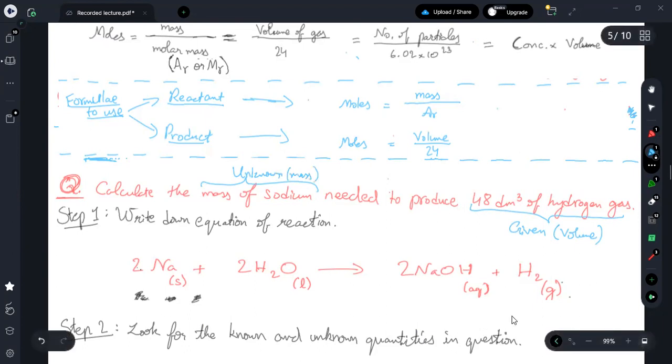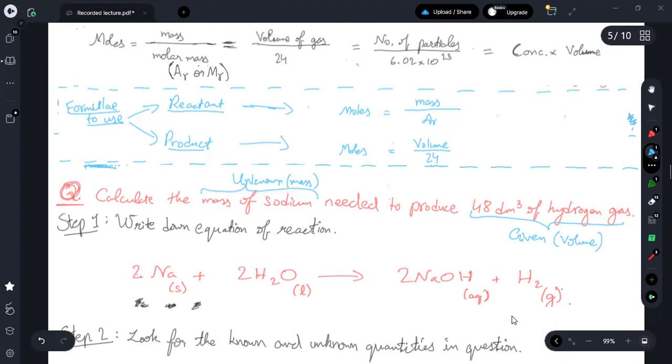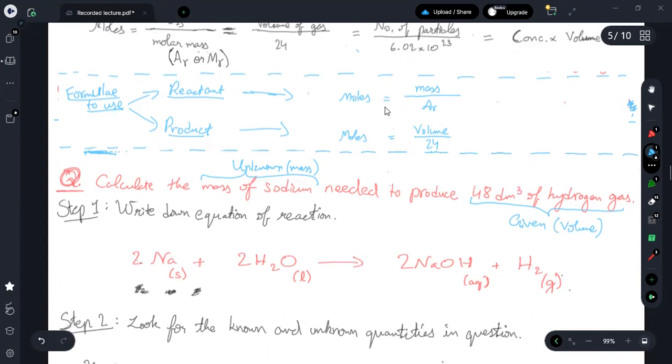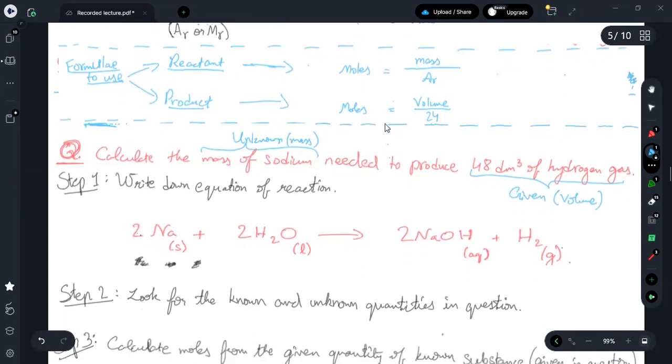For the sake of understanding, I put in the two formulae which we have to use, the volume one and the mass one. I've separated them, just took them from here and put them here. The volume formula is given over here, and the mass formula is given over here. We are going to use these two in our following steps.